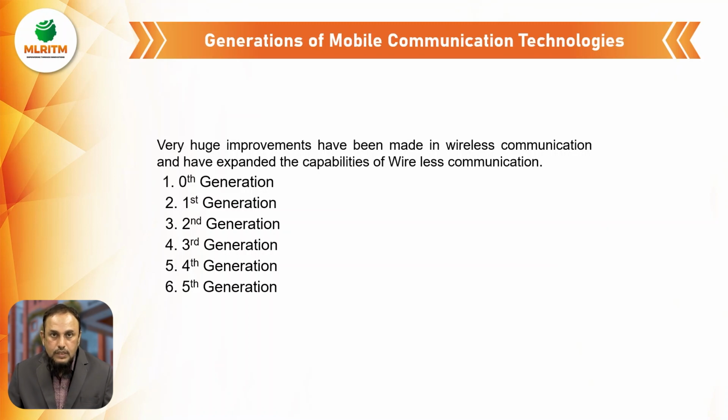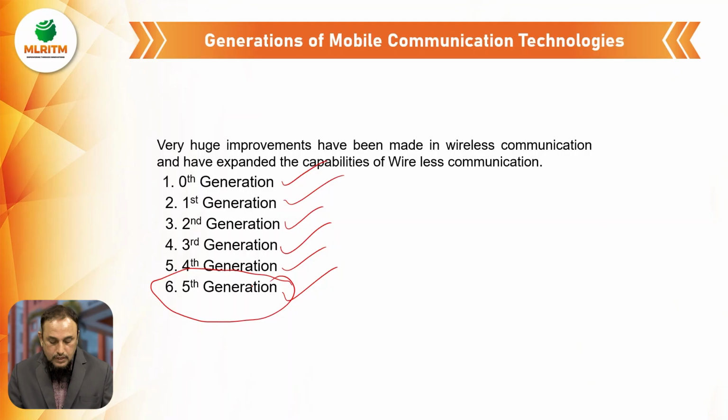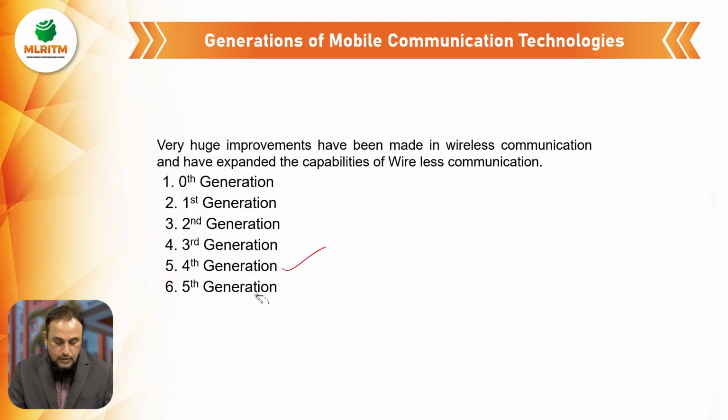Due to advancing technology, huge improvements have been made in wireless communication, and the capabilities of wireless communication have expanded in terms of the zeroth generation, first generation, second generation, third generation, fourth generation, and fifth generation. Nowadays we are using fifth generation technology. Now we'll discuss, one by one, the technologies used in each generation. First is the zeroth generation.